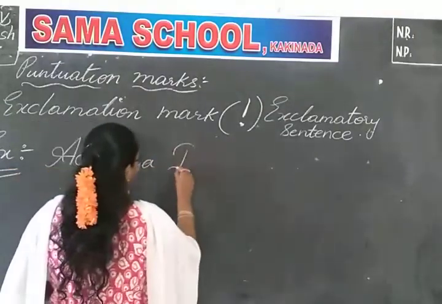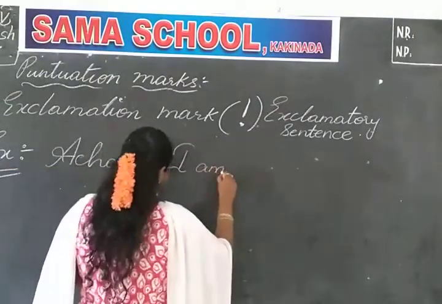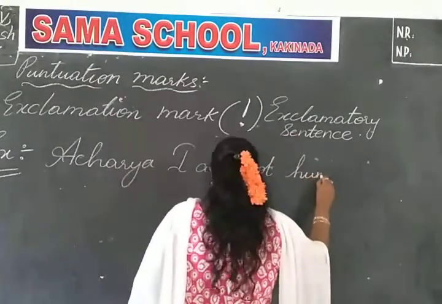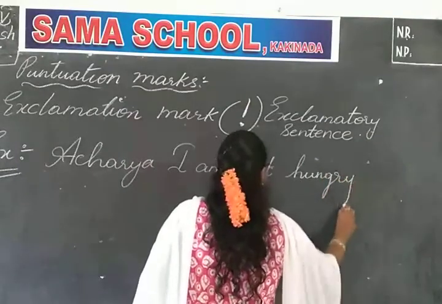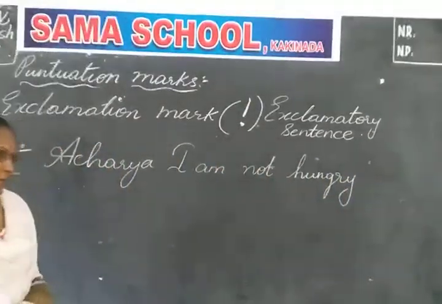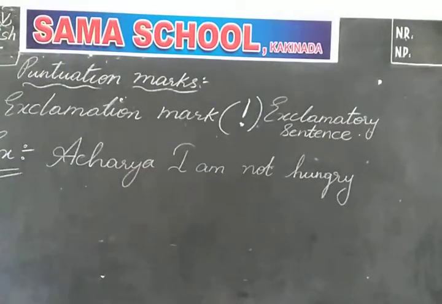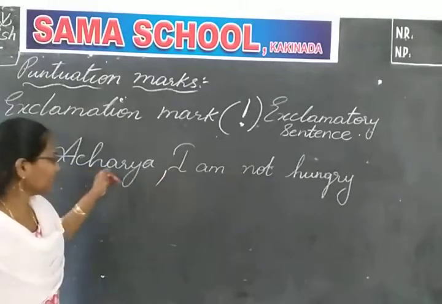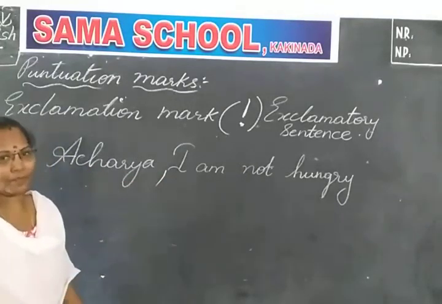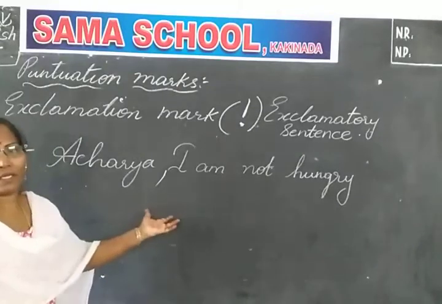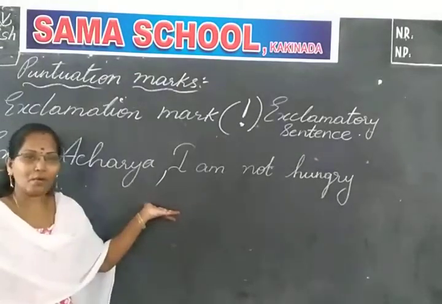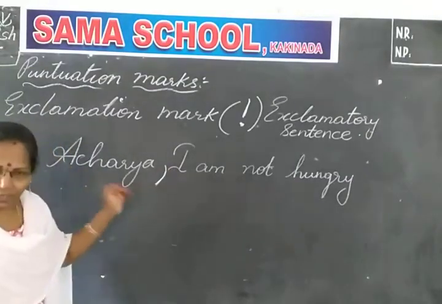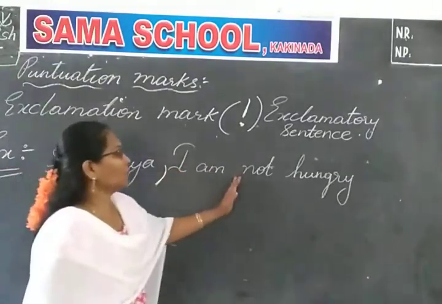Acharya, I am not hungry. When you read this sentence, this is not the way: "Acharya, I am not hungry." This is not the method you have to read. You have to read "Acharya," because a comma is being placed. Acharya, next: I am not hungry.